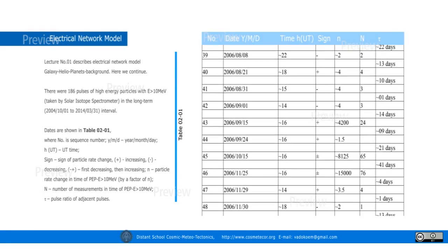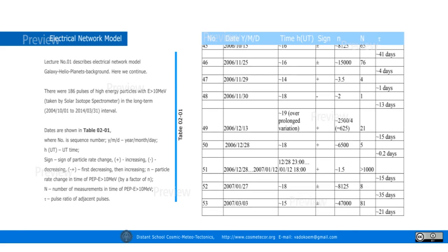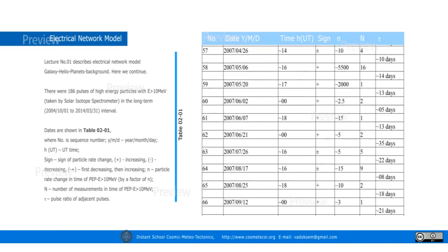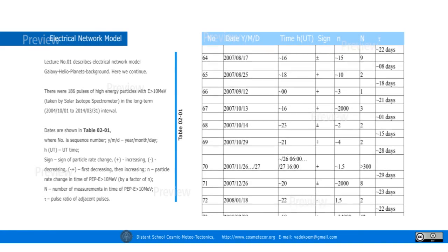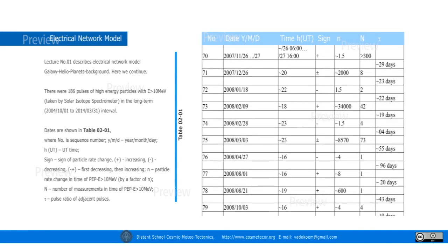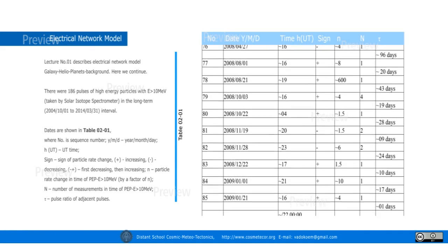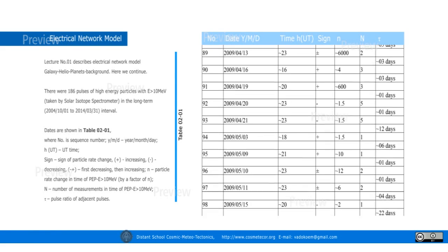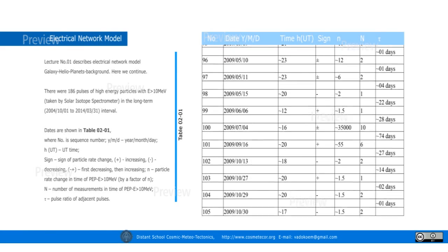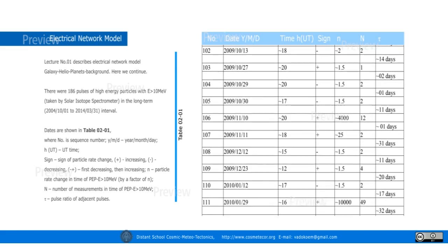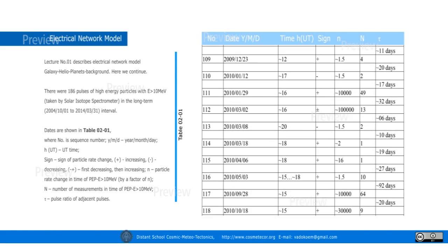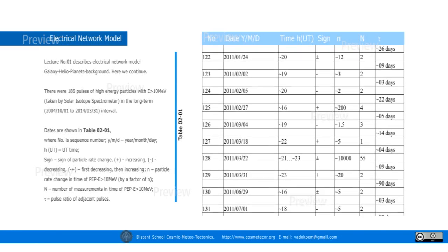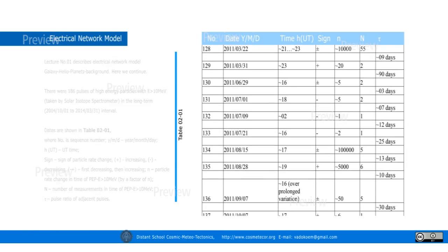Dates are shown in Table 0201, where the number is the sequence number, year, month, day. The hour, universal time, the sign: minus sign of particle rate change, plus increasing, minus decreasing. A minus and a plus meaning first decreasing, then increasing. N, particle rate change in time of PeP, energy more than 10 mega-electron-volt, by a factor of n. Large N, number of measurements in time of PeP, energy more than 10 mega-electron-volt. Tau, pulse ratio of adjacent pulses.